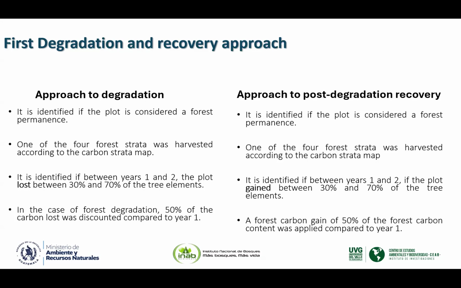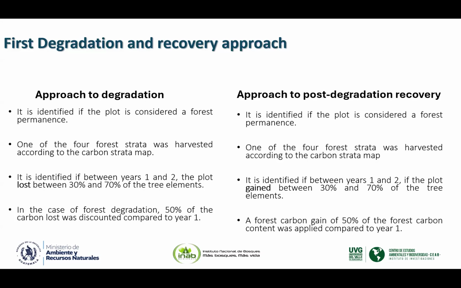In the first approach, we identify degradation when the forest lost tree elements, between 30% and 60% of the tree elements. If the plot lost this range of percentage, we assume that the plot is degraded, and we use a discount: 50% of the carbon loss was discounted compared to year one.